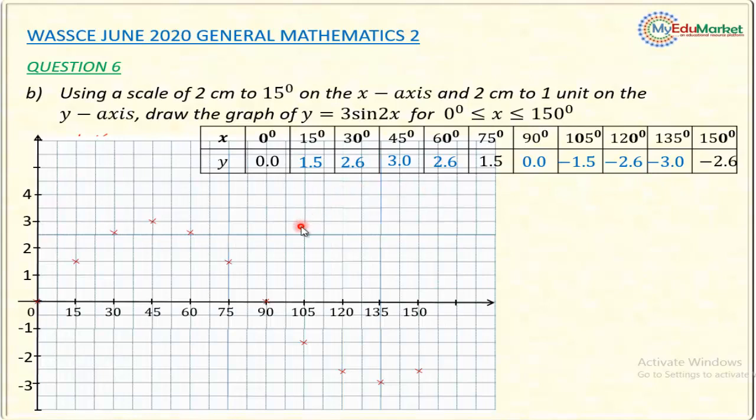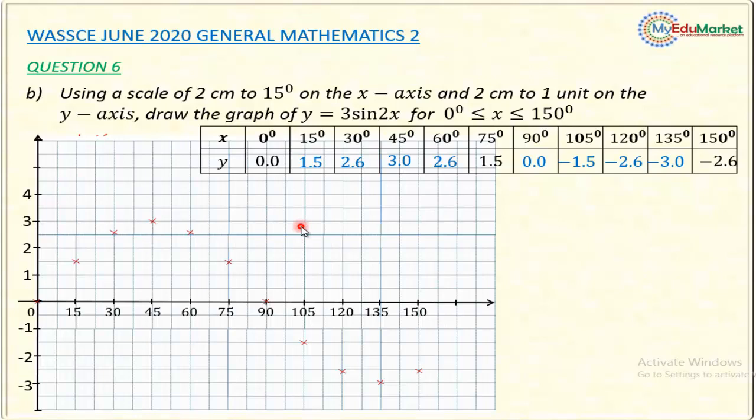So what remains is to draw the graph. To draw the graph, I'm now going to join those set of points with a smooth curve. You can equally use your broomstick or French curve, or you can use freehand, but make sure your hand is not shaking.